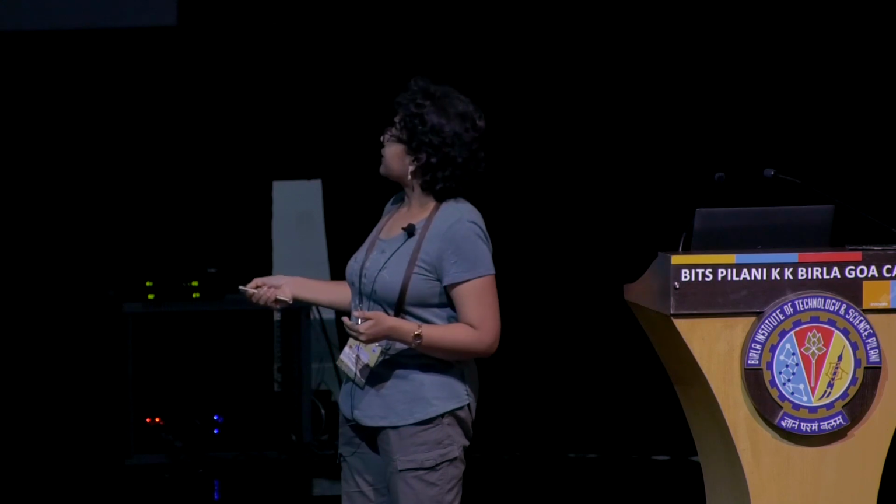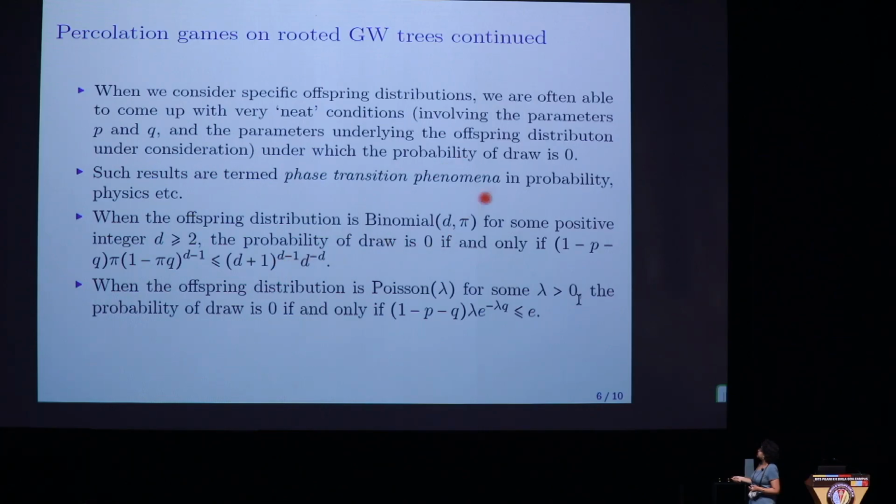So for example, when it's binomial d comma pi, whatever that means, there are a bunch of parameters involved in these distributions as well. It's a very neat condition. So this inequality has to hold, and if it does, then the probability of draw is 0. So you can actually check it in 2 seconds. When it's Poisson lambda, again there's this parameter involved. Then this inequality has to hold, and if it does, then the probability of draw is 0.